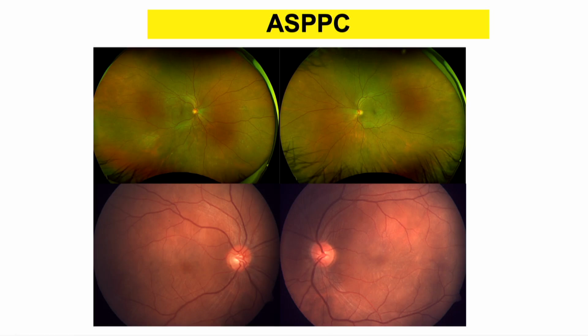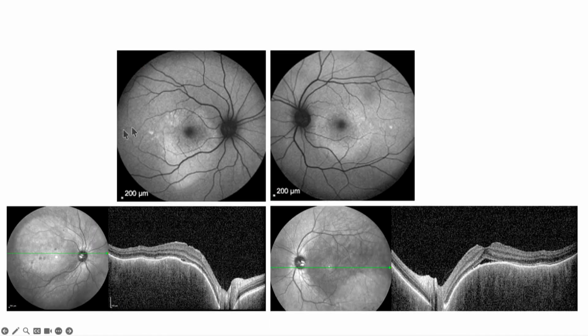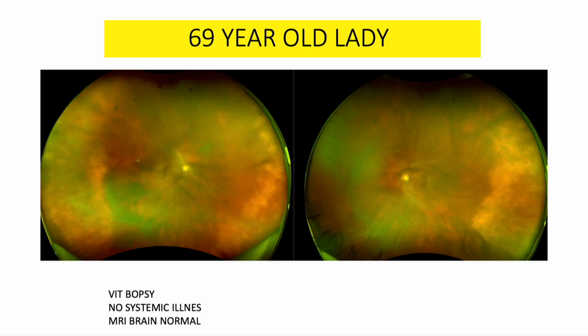ASPPC. ASPPC is acute syphilitic posterior placoid chorioretinitis. So this is one of the patients who presented to us. So you see the fundus, nothing can be made out. We did an AF, and you can see this hyperfluorescent lesion here. And you see the OCT, there was actually hyperreflective material over the RPE. So we suspected syphilis, and his TPHA was positive, and he's doing well with treatment.